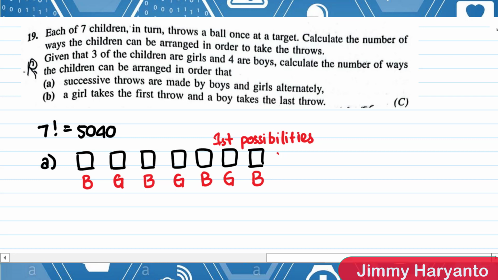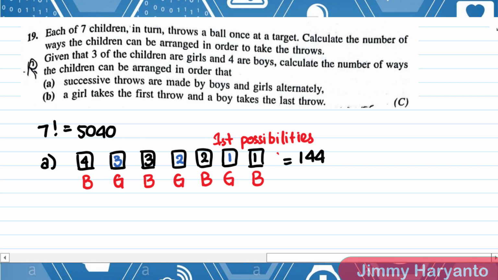Okay, so there are 4 boys, right? So for the boys, it will be 4, and then the second boy will be only 3 because 1 boy has already thrown, and then 2, and then 1. That is for the boys. For the girls, we have 3 girls: 3 for the first one, and then 2, and then 1. Yeah, so 4 times 3 times 3 times 2 times 2. So it is 144 ways for the first possibility.